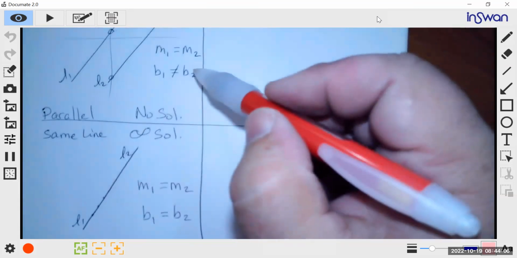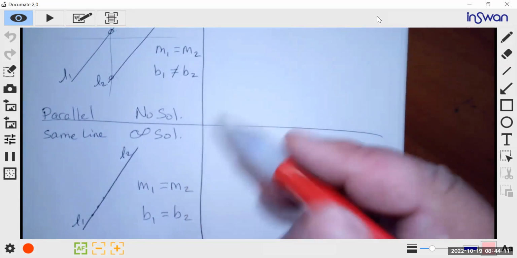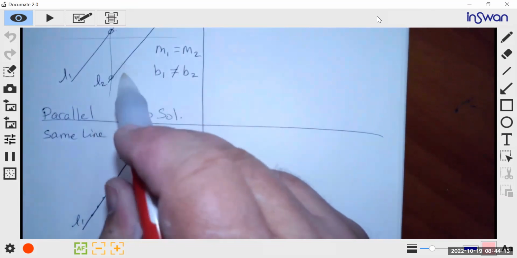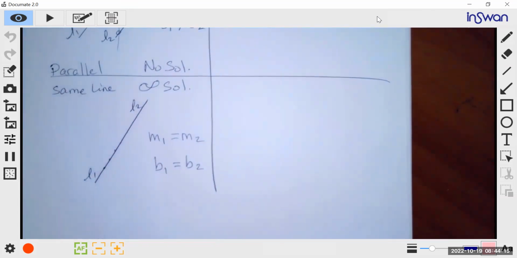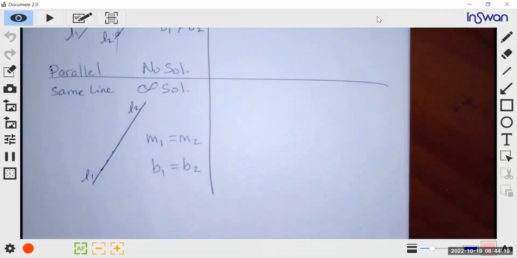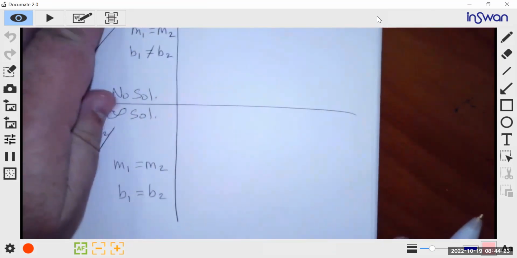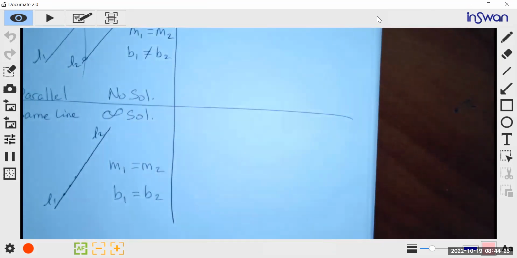So if the slopes are the same, you have to look at the y-intercepts. If they're different, they're parallel. If they're the same, it's the same line. So that's either all or nothing in the solutions. So those are the all or nothings. These next two, only one solution.